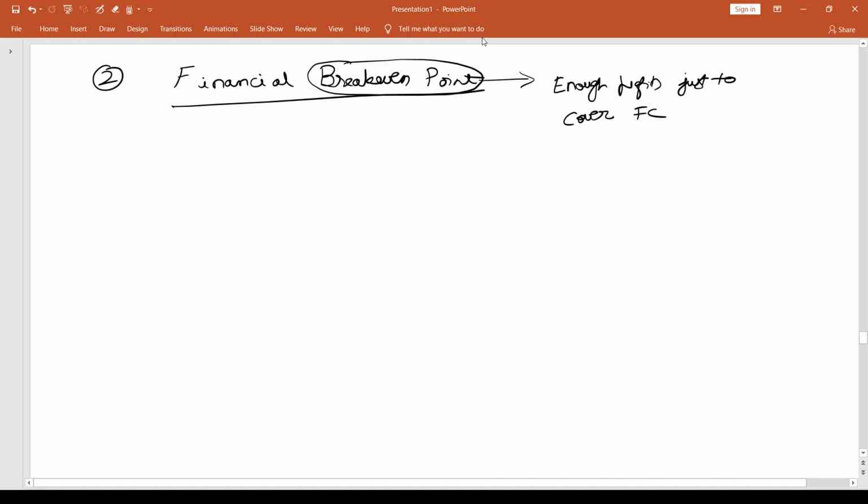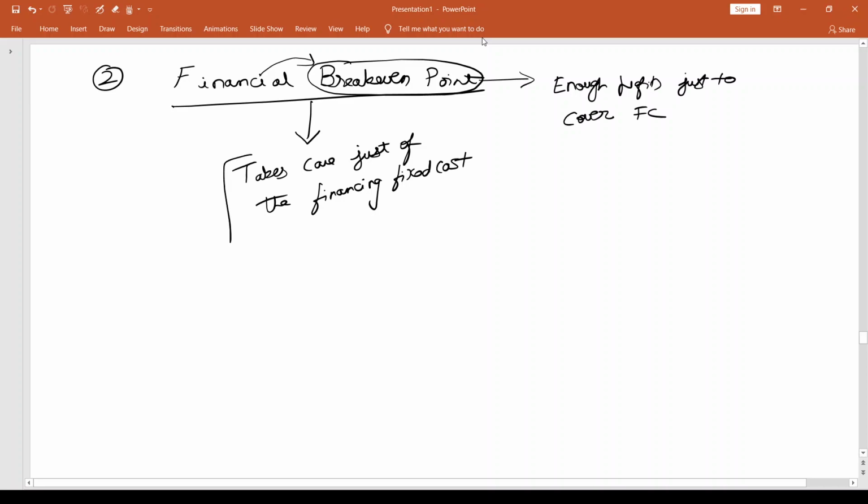Now, what is the financial break-even point? Financial break-even point refers to that level of profits which just takes care of fixed financing cost. And after covering the fixed financing cost, you have nothing left. That is what is called the financial break-even point.